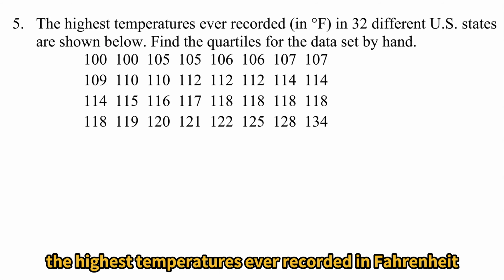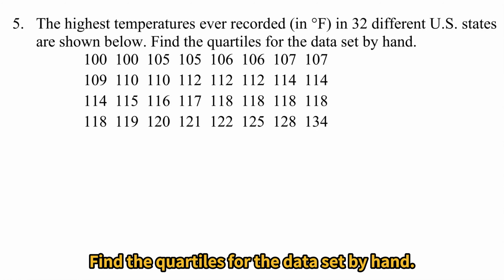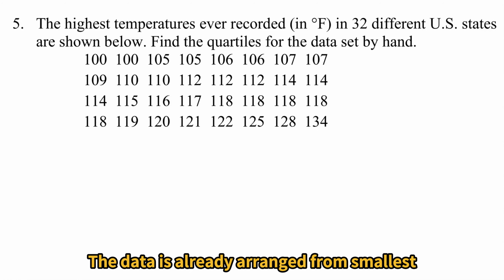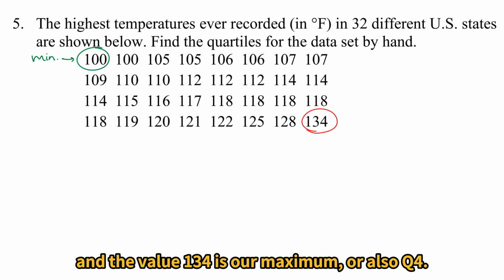Here's an example. The highest temperatures ever recorded in Fahrenheit in 32 different US states are shown below. Find the quartiles for the data set by hand. The data is already arranged from smallest to largest. So this first value 100 is our minimum, and the value 134 is our maximum, or also Q4.